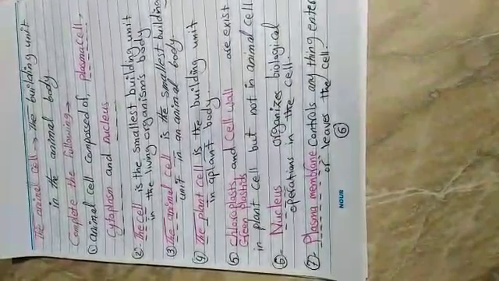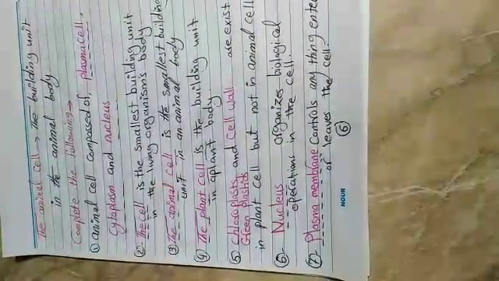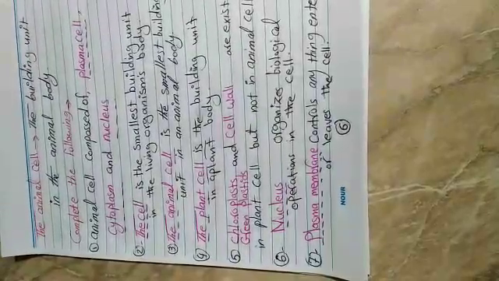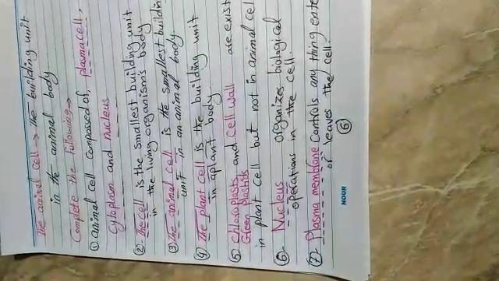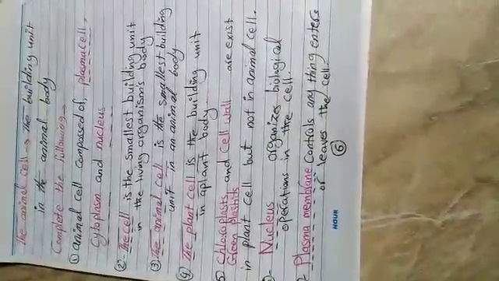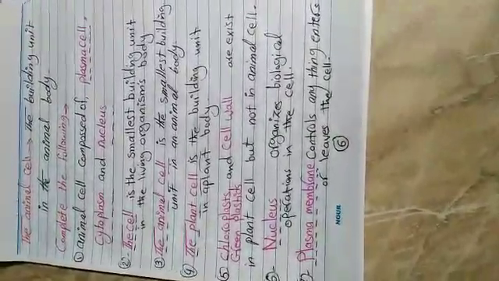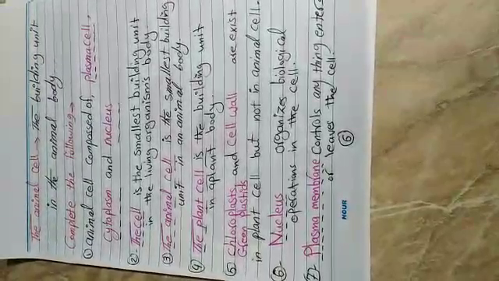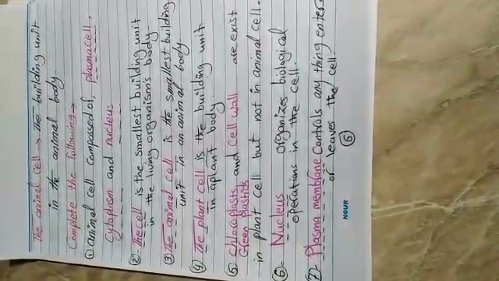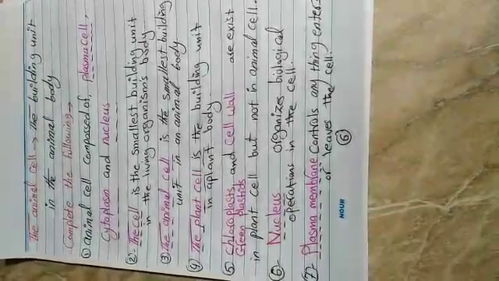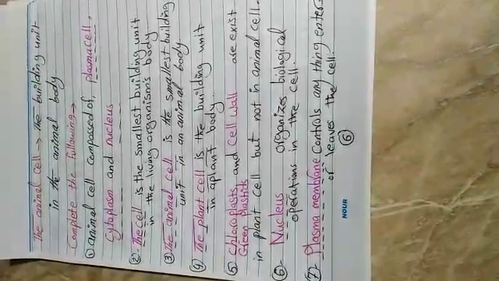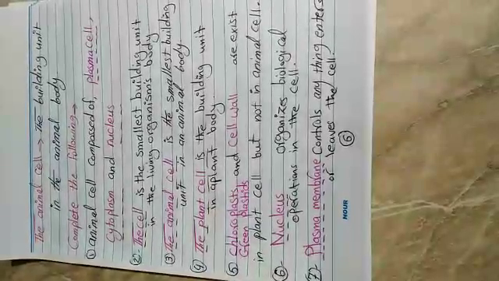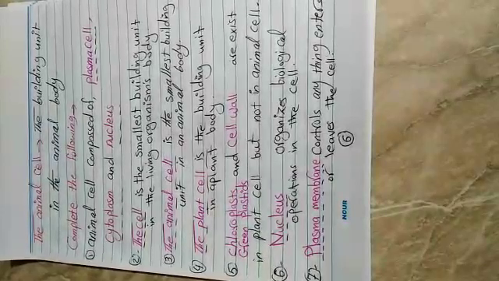Number 2, what is the smallest building unit in a living organism's body? It is the cell. Number 3, what is the smallest building unit in an animal body? Here I can't write just cell, it will be wrong, because I asked you about the animal body. So the smallest building unit in the animal body is the animal cell. Next question, what is the building unit in a plant body? It is the plant cell.